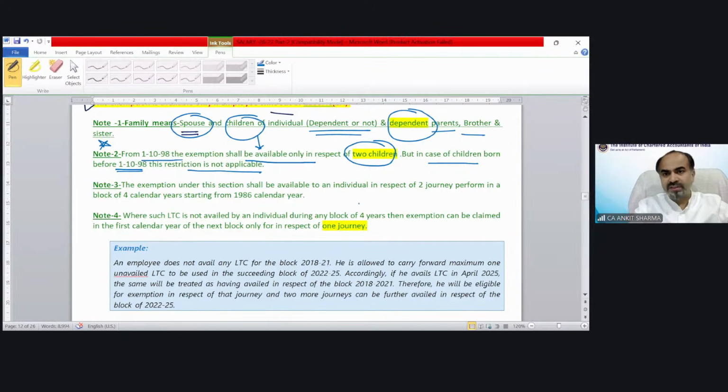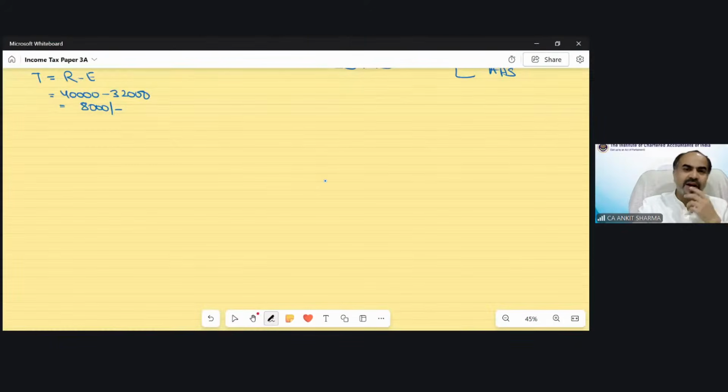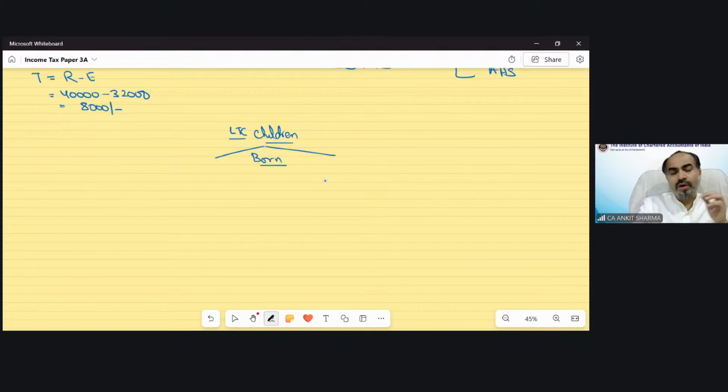Now, what exactly is the meaning of this? Let me explain to you with the help of a diagram. So the provision regarding LTC exemption in case of children, the concept says that if any children take birth before 1st October, there is no limit. So suppose an employee whose children have taken birth before 1st October 98, suppose 4 children he has. So he can ask for exemption of all 4 children. No restriction. But if children take birth on or after 1st October 98, then only maximum 2 children exemption you can claim.